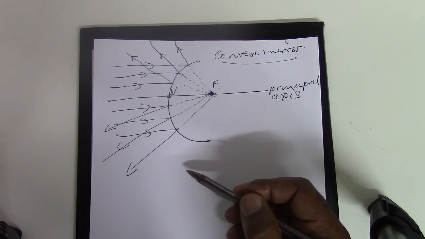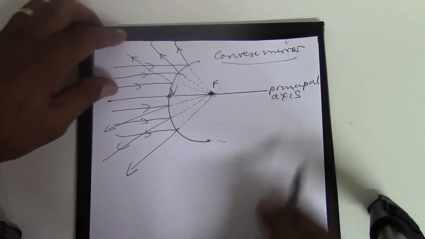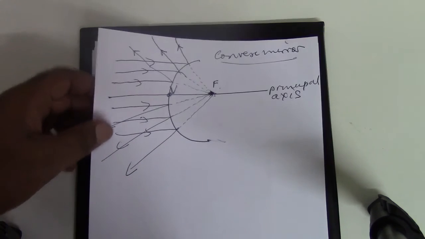Okay. Now, we are going to look in the next part of our video at ray tracing. For now, in this part of the video, we have just identified the mirrors which we are going to discuss in terms of image formation. So we meet in the next video about ray tracing.